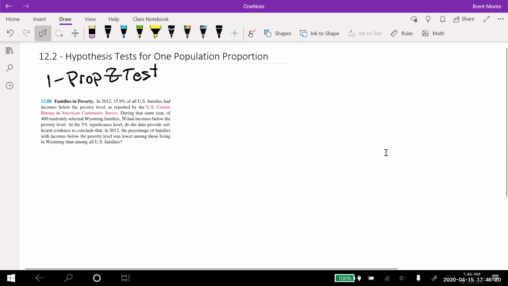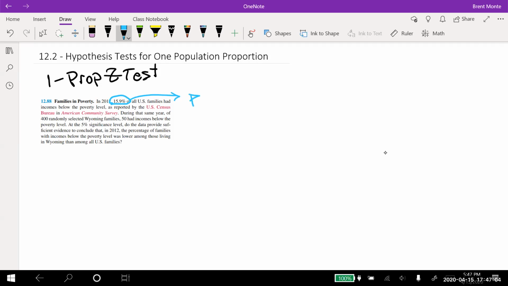In 2012, 15.9% of all U.S. families had incomes below the poverty level, as reported by the U.S. Census Bureau. By the way, do your census, fill it out, in American Community Survey. During that 400 randomly Wyoming families, 50 of them had incomes below the poverty level. At the 5% significance level, do the data provide sufficient evidence to conclude that in 2012, the percentages of families with incomes below the poverty level was lower among those living in Wyoming than among all U.S. families? All right, let's highlight a couple things here. First of all, they're telling us 15.9%.